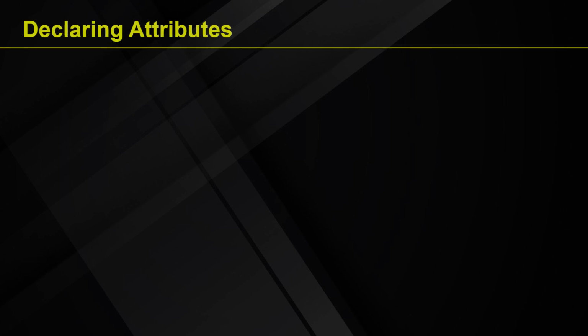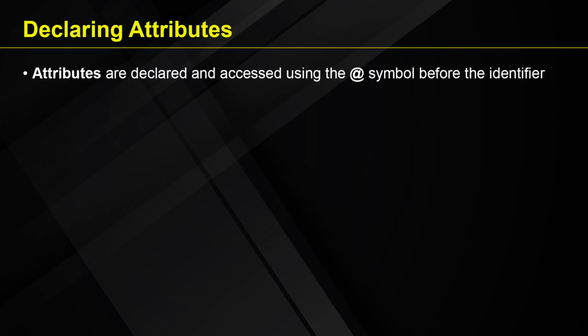Now that we've written our first VEX statement, let's move on to another fundamental concept in VEX coding: attributes. In Houdini, attributes are variables that store data for geometry, such as position, color, or custom values. Attributes are declared and accessed in VEX using the @ symbol before their identifier, which makes it easy to identify them in the code. For example, @test refers to an attribute called test.